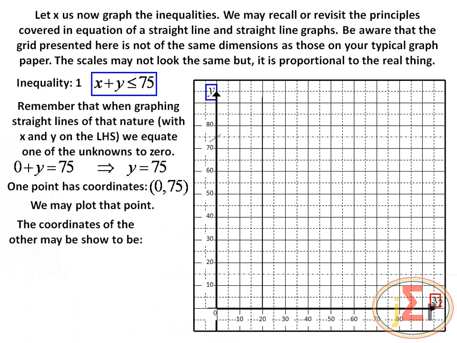We can do the same with the other. The coordinates of the other may be shown to be 75, 0. And how do we get that? We will get that by saying if y is equal to 0, then x is equal to 75. We may plot the point. So we're going to plot that point with x value 75 and y value 0, no upward movement, so the point is right there.